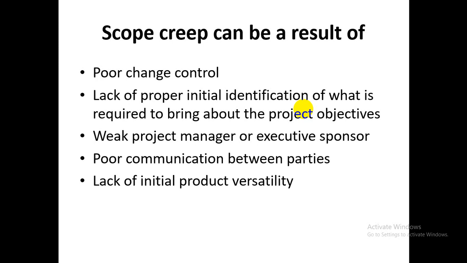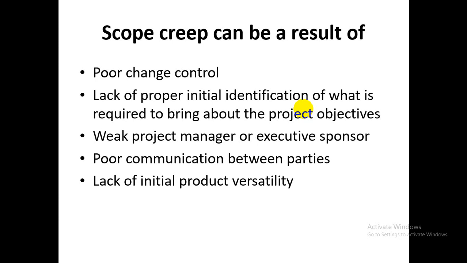Then there is another point about a weak project manager or executive sponsor. If they are weak, we may see scope creep. Then poor communication between parties. When I say between parties, it might be the donors or the sponsors and the project manager or the entire project team, and so on and so forth. If there is that kind of poor communication, then still we shall see scope creep.